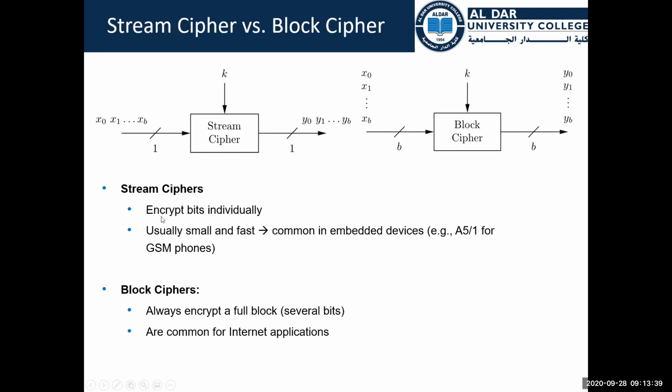So stream ciphers encrypt a bit individually, usually small and fast, common in embedded devices. For example, there is an algorithm A5/1, which is used in GSM phones. For block ciphers, we always encrypt a full block of several bits, and it is common for internet applications.